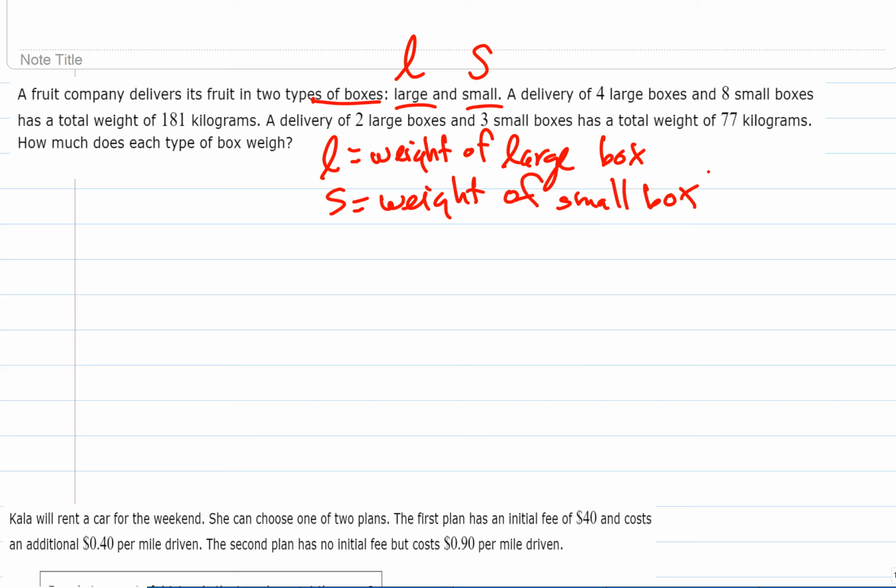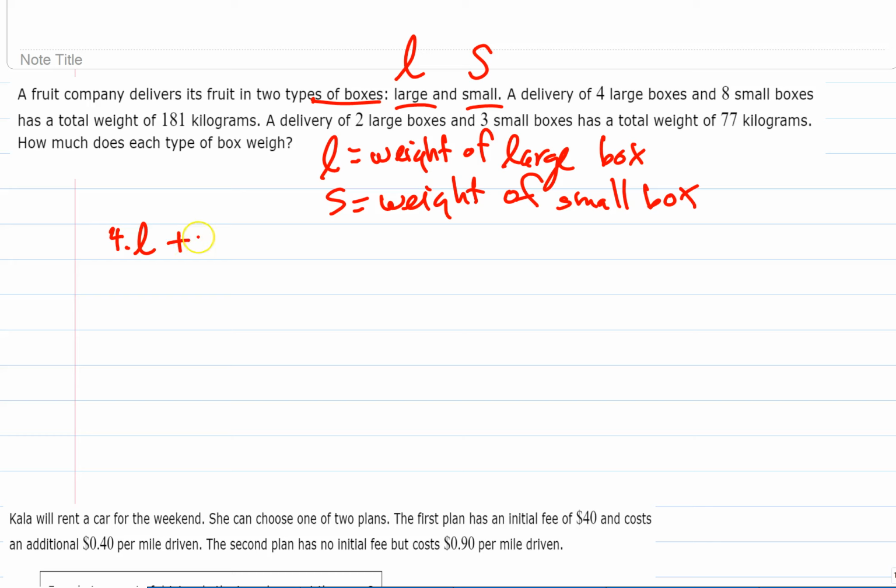Okay? We get 4 boxes that were large, 8 that were small, and have a total weight of 181, right? We don't know how much the large box weighs, but if we had 4 of them, how would I illustrate the weight? For instance, what if the large box weighed 10 kilograms? How much would 4 of them weigh? 40. You just multiplied 4 times the weight, right? If we don't know the weight, we still do the same thing. We just do 4 times the weight we don't know, 4L.